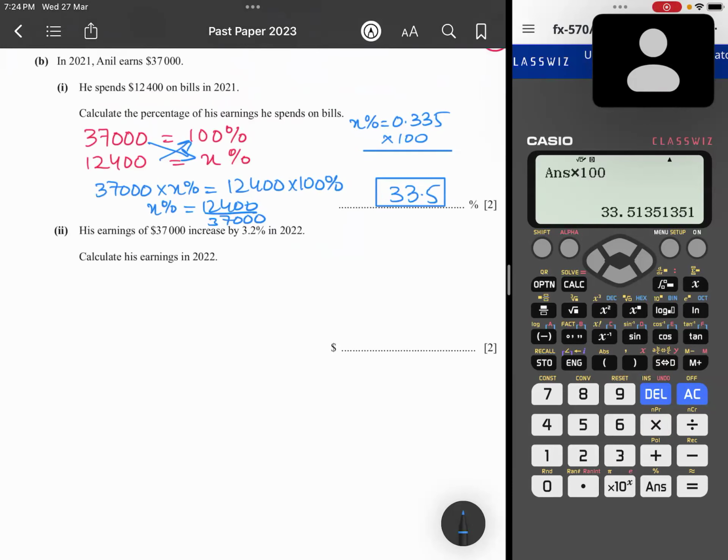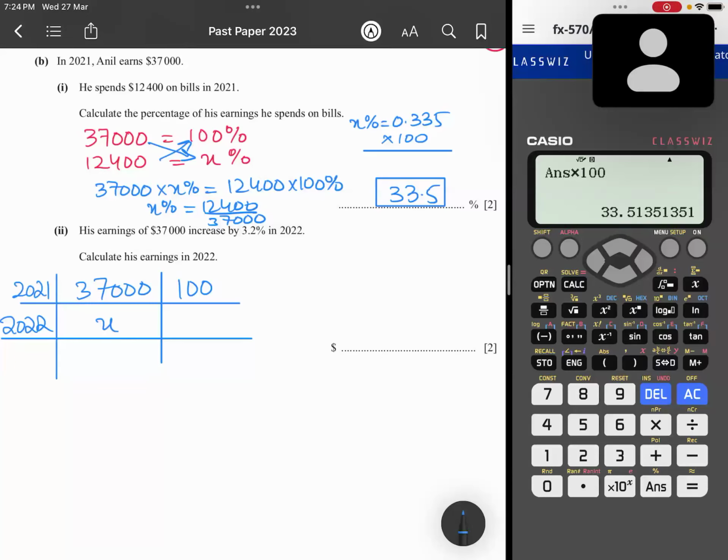Now they say that his earning of 37,000 increased by 3.2% in 2022. Calculate his earnings in 2022. For example, that is 2021, and that is 2022, and his earning increased by 3.2%. In 2021 he earned 37,000. The original or old value is always 100%, so I will write only 100 here. Calculate his earning in 2022.